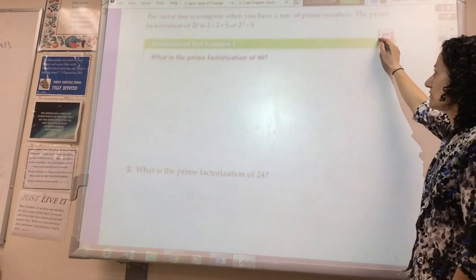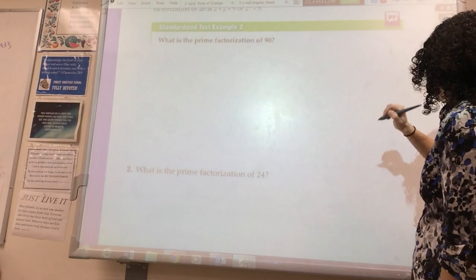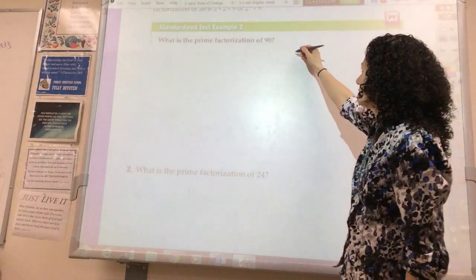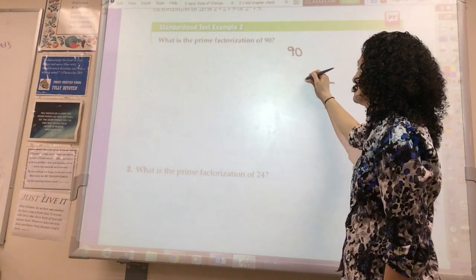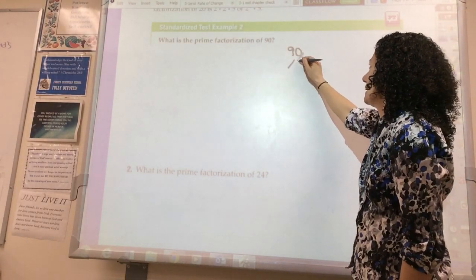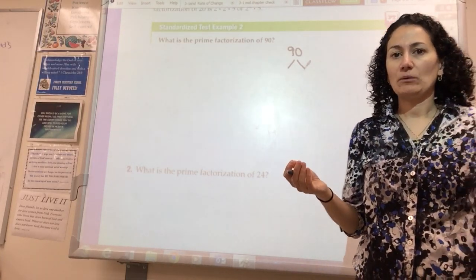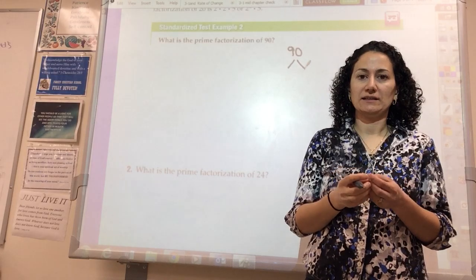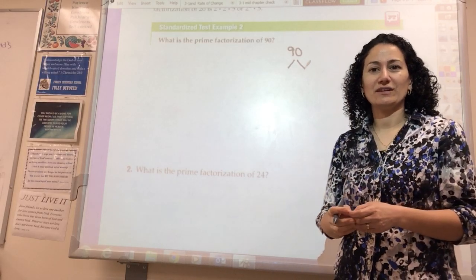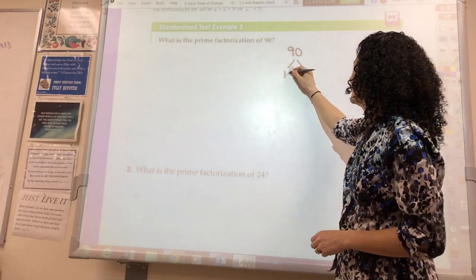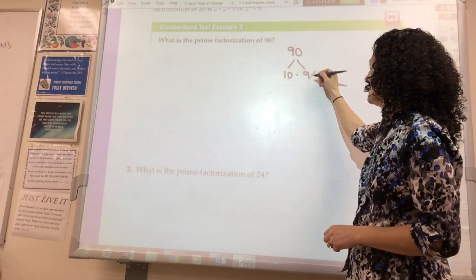Okay, I want you to make sure you copy down this example if you haven't written anything yet. I'm going to show you how to find the prime factorization for 90. I'm going to start with 2 little branches, and I'm going to think of any 2 numbers I can that when I multiply together, I get 90. So 2 easy factors of 90 are 10 and 9. 10 times 9 is 90.